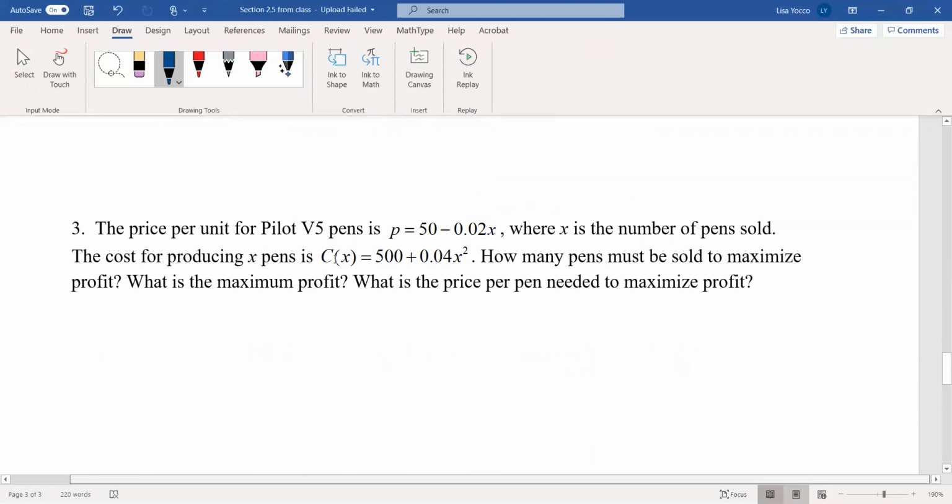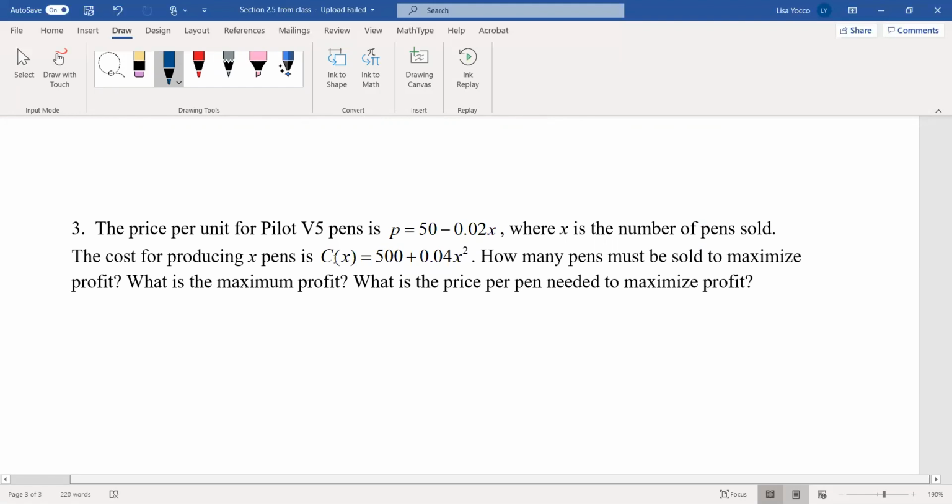Okay, so number 3 actually might be a little easier because you do have to come up with an equation, but not like the other. So this one says the price per unit for Pilot V5 pens is P, given, where X is the number of pens sold. The cost for producing X pens is given. We want to know how many pens must be sold to maximize profit. What is the maximum profit, and what is the price per pen needed to maximize the profit?